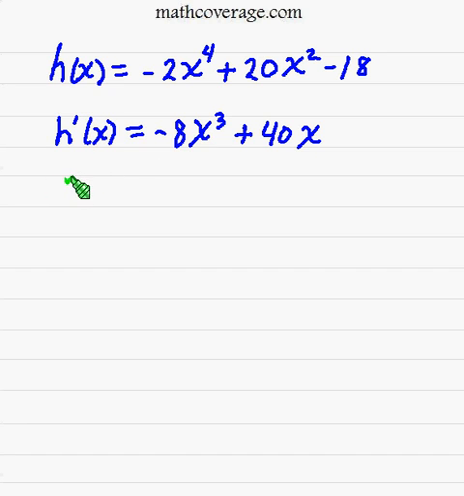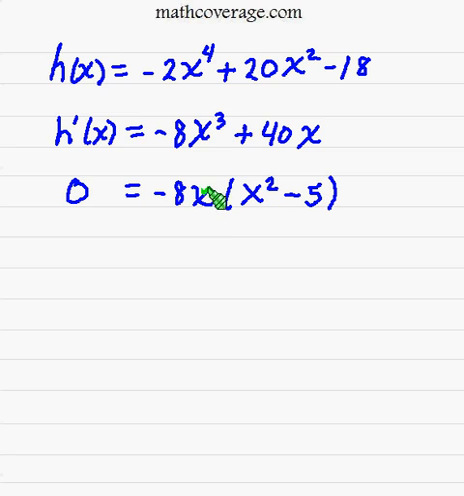Alright, then we're going to set this derivative equal to 0 because we're concerned about where the slope of the tangent lines are 0. We want to find these x values here. How about we factor out a negative 8x? Let's do that. So I pull out a negative 8 and an x, and we'll be just left with x squared. And because I'm pulling a negative, this sign is going to change, and that should be 5. And I've already pulled one x out, so we don't rewrite the x.